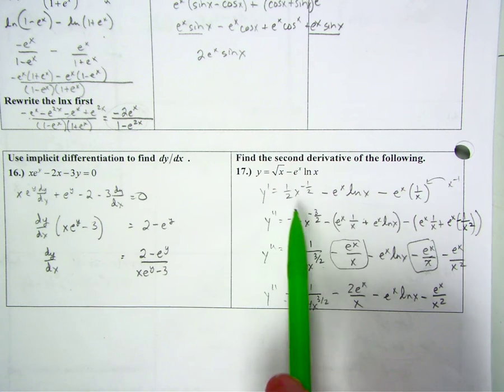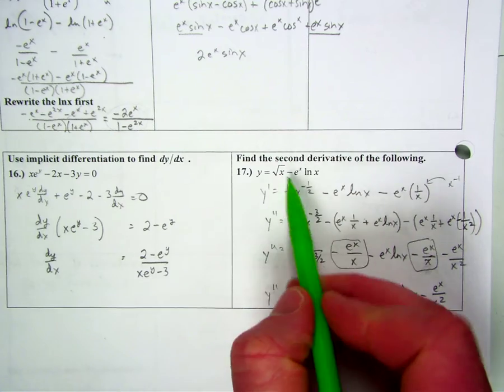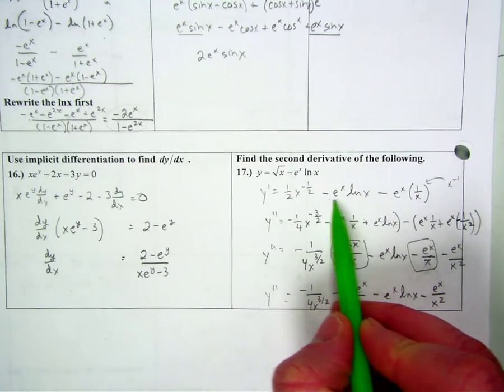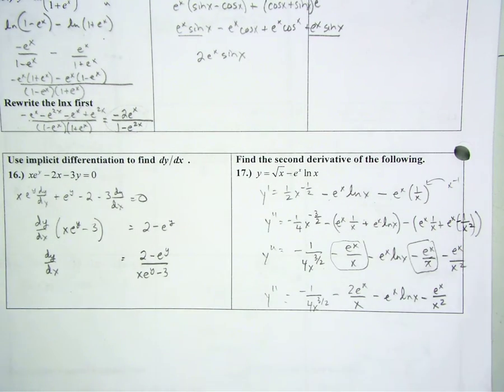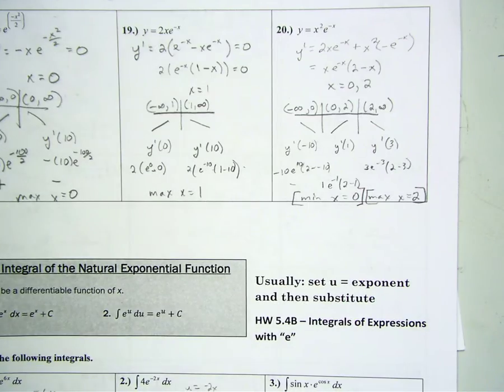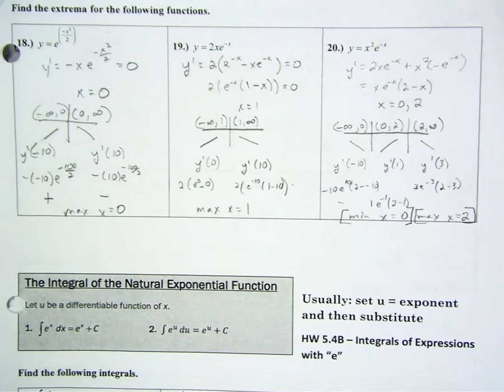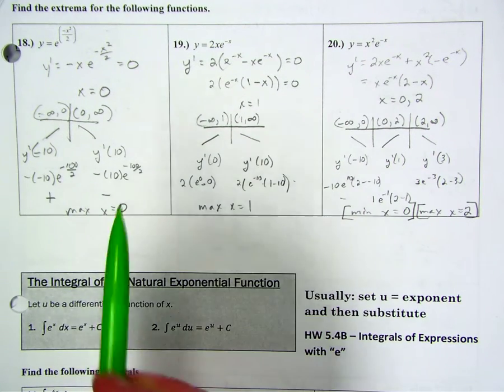And 17, there's a product rule for the second part. Be careful with this minus. It needs to be on both of them. And I'm going to leave this up here.